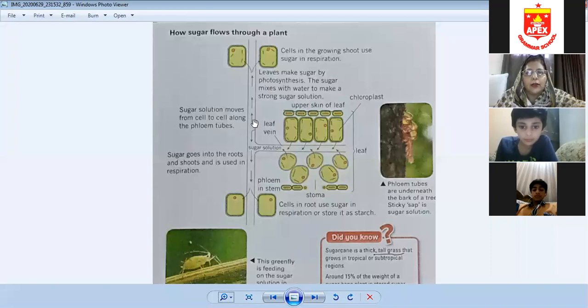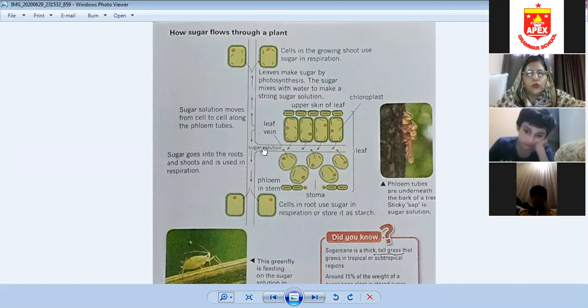In the center, there is a phloem tube. And this is a leaf vein. This is the upper skin of a leaf. So the sugar solution moves from cell to cell along phloem tubes. This is the structure of a leaf, and you can also see that these leaves are making food with the help of chlorophyll. They are making sugar solution.